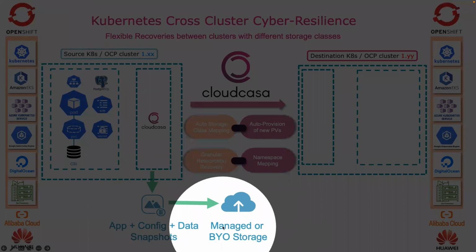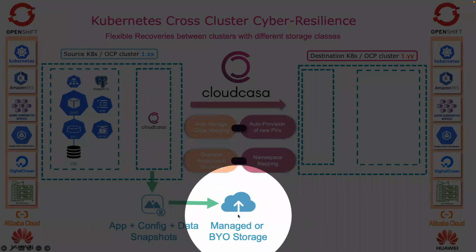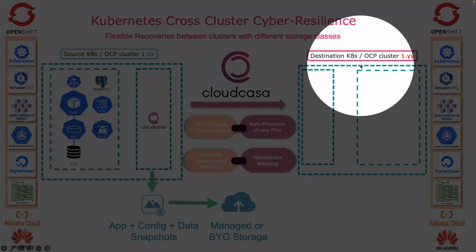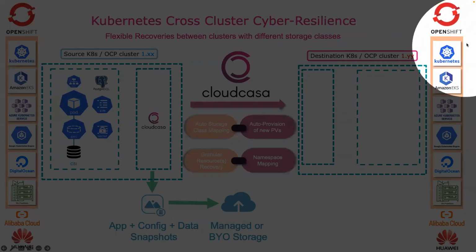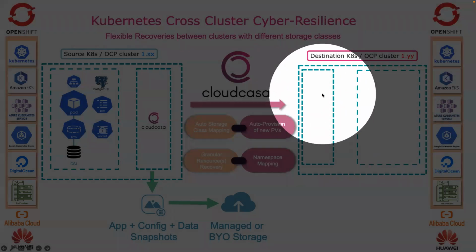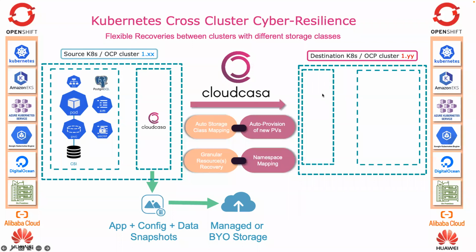So now, since my data, my copy, is already sitting in either managed storage or bring your own storage, if I want to restore to a separate cluster, the destination cluster could be Kubernetes or OpenShift from any on-premises environment or public cloud. We do have options for the supported clouds, mainly the top 3 public clouds: Amazon EKS, Azure AKS, and the Google Kubernetes Engine. You don't even need to install the CloudCasa agent.